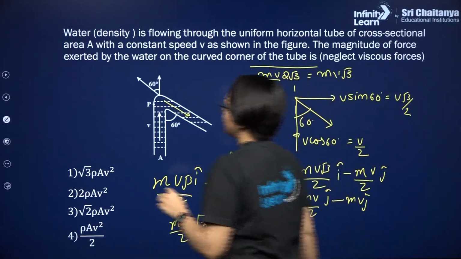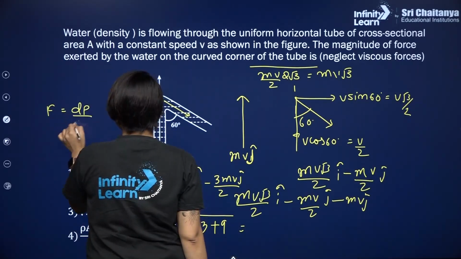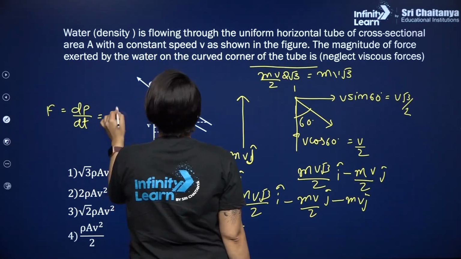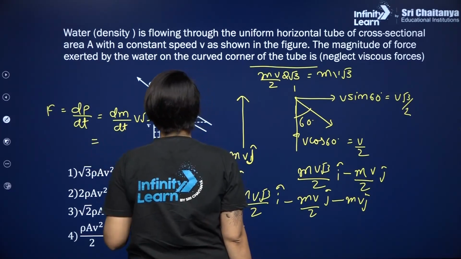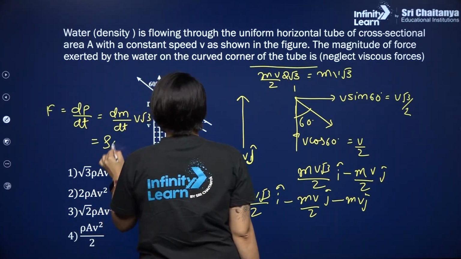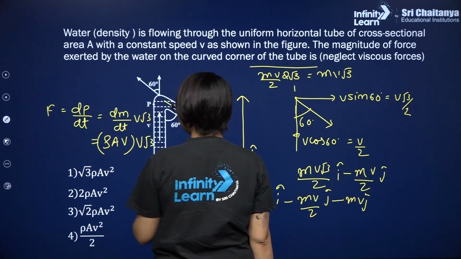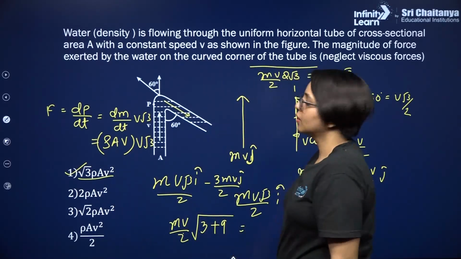So over here force will be dp upon dt, that is equal to dm upon dt into v root 3, and dm upon dt will be rho a v. So it will be rho a v into v root 3. So it is root 3 rho a v square, which is option 1.